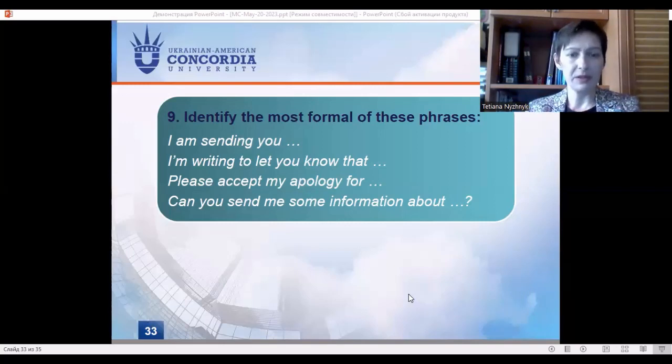Now, we have two statements left: I am sending you, and please accept my apology for. And here we come to the third thing that we will have to keep in mind: the vocabulary used in the phrase. I am sending you is nothing special. However, accept and apology definitely demonstrate a higher level of vocabulary and thus a higher level of formality. So I would choose please accept my apology for something. And it's correct.